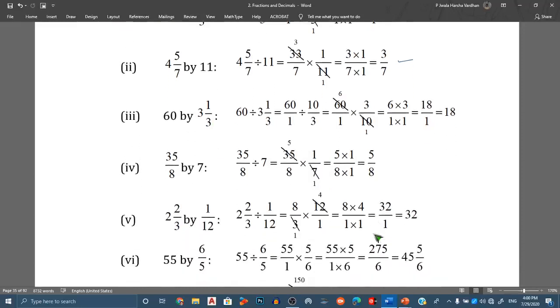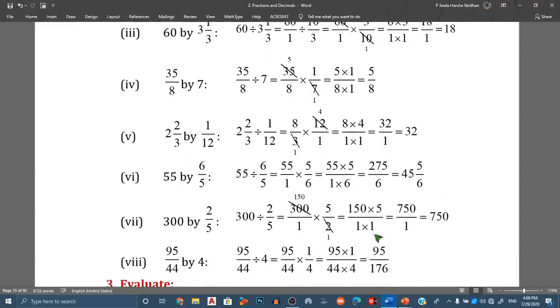Next, 2 by 3 by 1 by 12. How can I write this? 2 by 3 divided by 1 by 12. How can I first convert it? 3 6s are 18 plus 2, 8 by 3. Convert this division into multiplication, and reciprocal of 1 by 12 is 12 by 1. Now I can cancel 3 1s, 3 4s here. So 8 into 4 by 1 into 1, which is 8 4s are 32 by 1, which is 32.